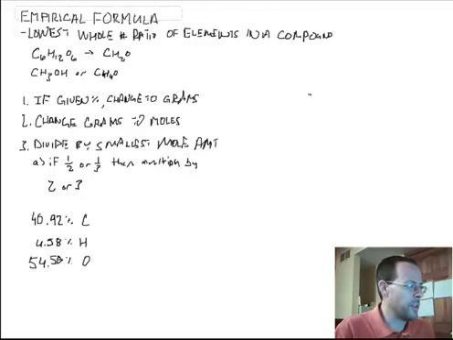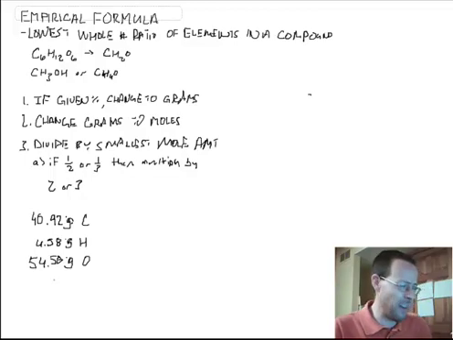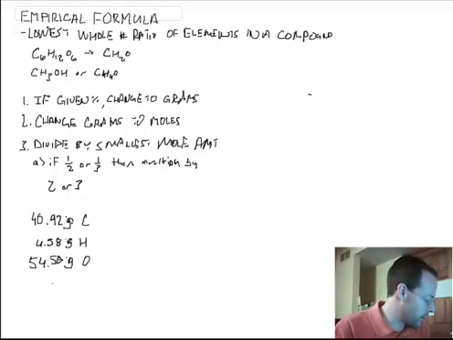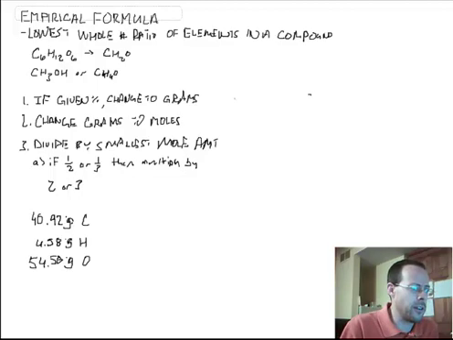Well, our first step is, if given percentages, change them to grams. Okay? So what I'm simply going to do is assume we have 100 grams of this thing, whatever it happens to be, and I'm going to change 40.92% to grams, and 4.58% to grams, and 54.50% to grams. And again, if we have 100 grams of that, then we're going to have 40.92 grams of carbon, and hydrogen, and so on and so forth. So now I'm going to go over here to the other side, and we're going to set up fence-around problems.